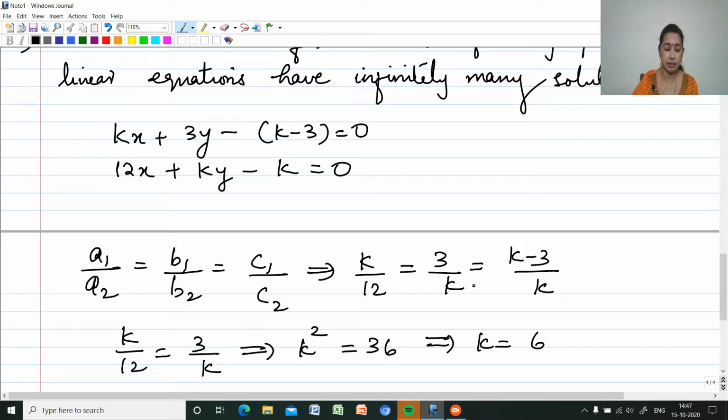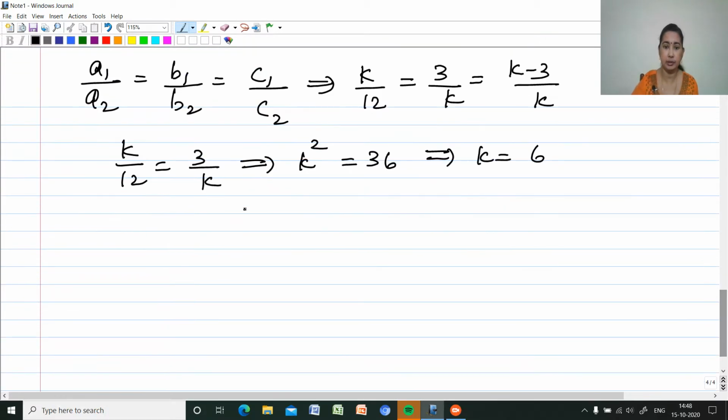And from the second part also we can get this. We compare 3 by k, the second part, means 3 by k is equal to k minus 3 by k. Then the denominators are the same, so they can be cancelled. Then again we are getting k equal to 6 itself.